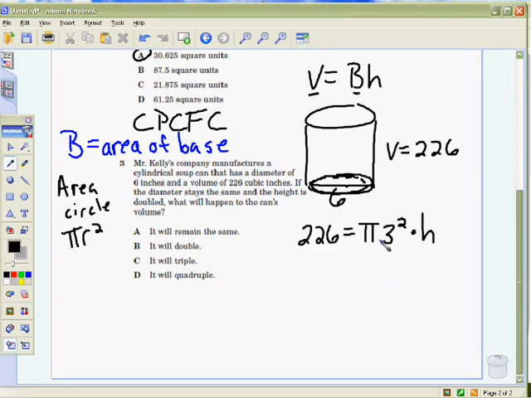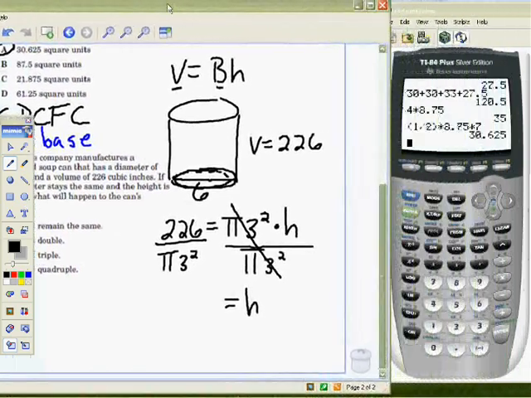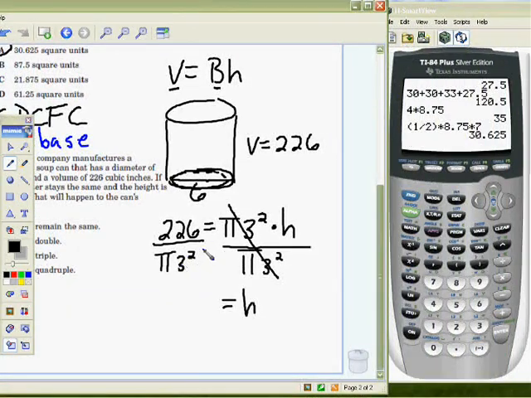So what I'm going to do here is, pi times 3 squared is just some number, so I'm going to divide by that. I'm going to divide by pi times 3 squared, because it's all being multiplied right here with h. This goes away, and my height is equal to... Now I could have simplified this 3 squared to 9, but I'm just going to let the calculator do the work.